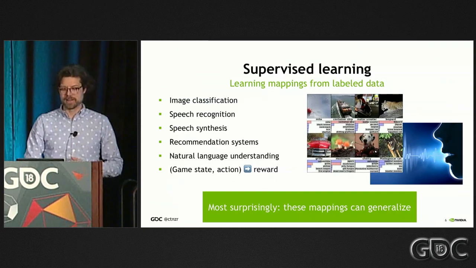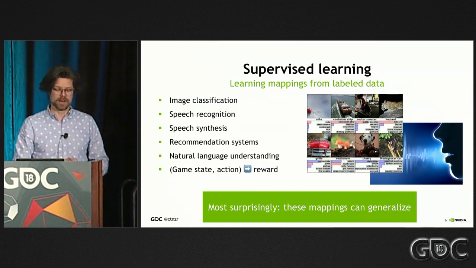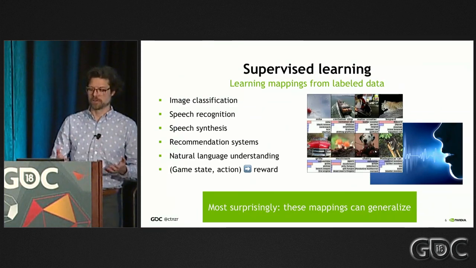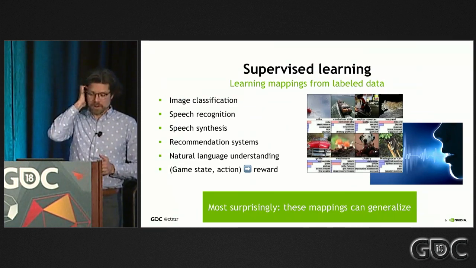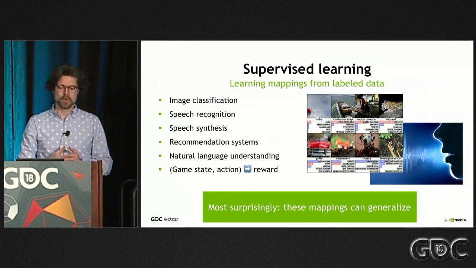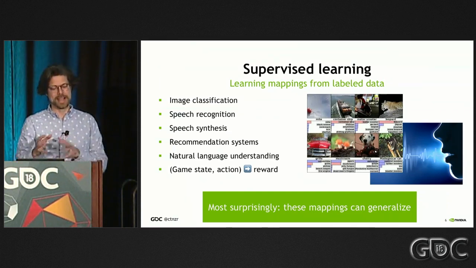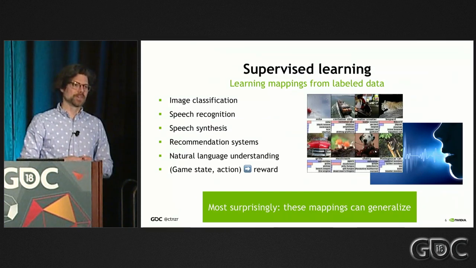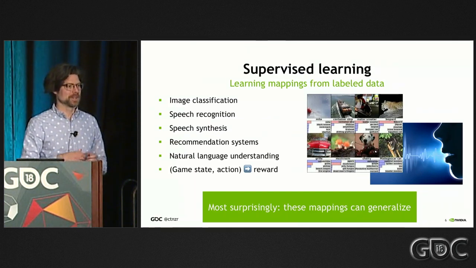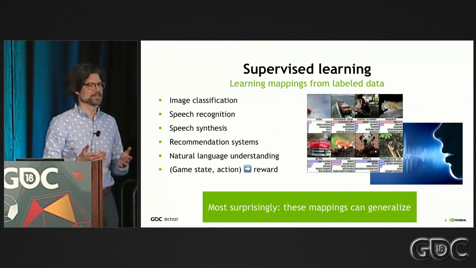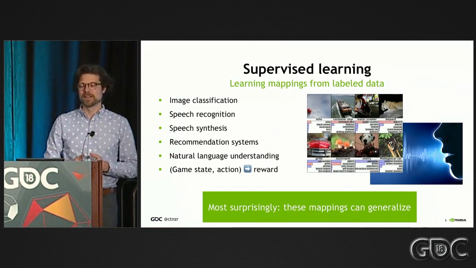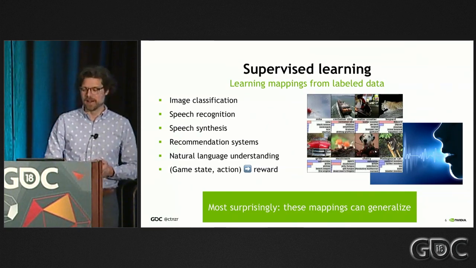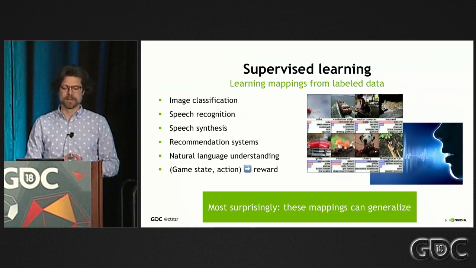Natural language understanding also: if we can create X and Y pairs of text and labels for that text, then we can learn models for that. Another one, for game AI, that I think is really important is the game state and action to reward mapping. This is really useful if you're trying, for example, to implement a policy where you have some sort of agent that's playing a game. You want to be able to predict what's going to happen if the agent makes a particular move. That's also a mapping.